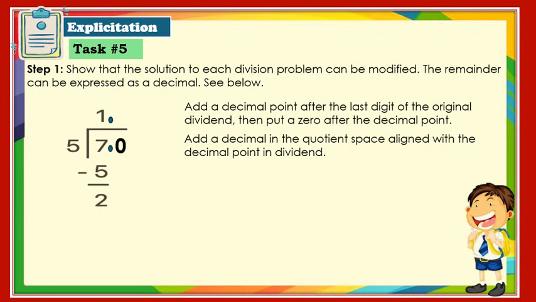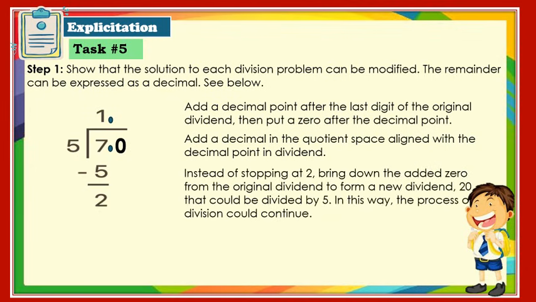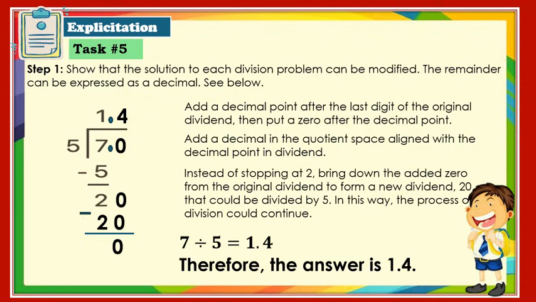This is our new dividend, 20. 20 divided by 5, we have 4. And then multiply 4 times 5, we have 20. And then subtract. 20 minus 20, the remainder is now 0. Do you see that? So therefore, 7 divided by 5 is equal to 1 and 4/10. Therefore, the answer is 1 and 4/10. The remainder is 0. And now, the answer is in decimal form.